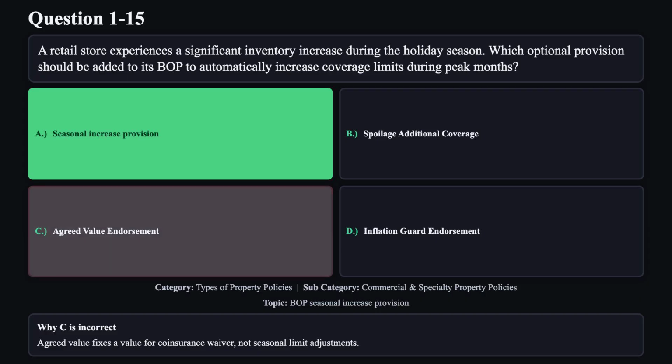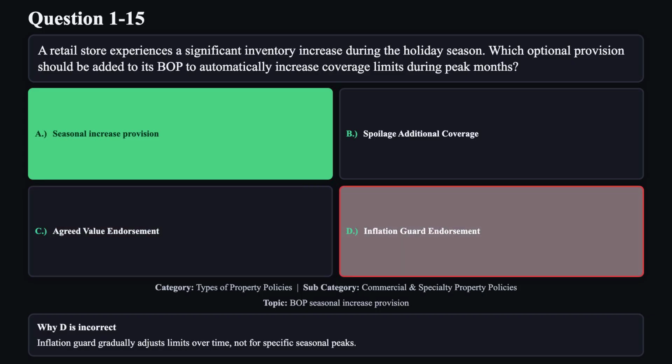Reason C is not correct. Agreed value fixes a value for coinsurance waiver, not seasonal limit adjustments. Reason D is not correct. Inflation guard gradually adjusts limits over time, not for specific seasonal peaks.